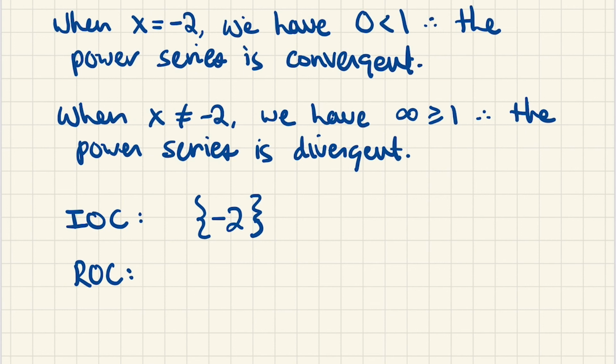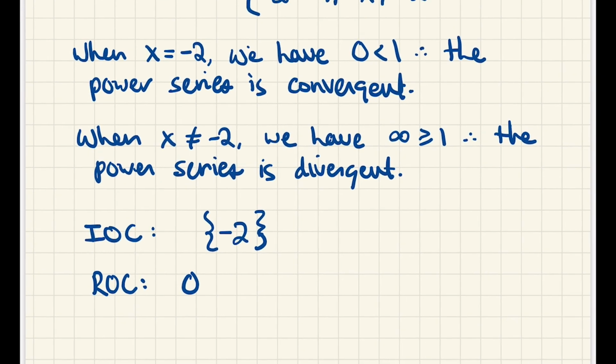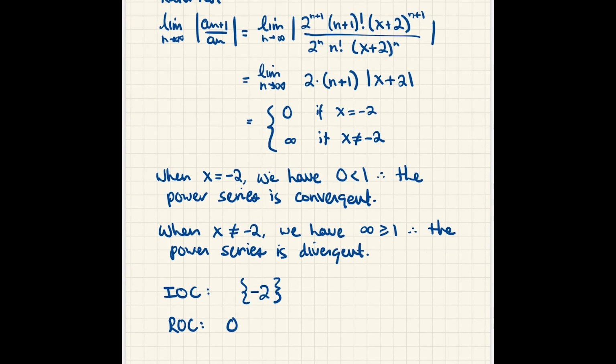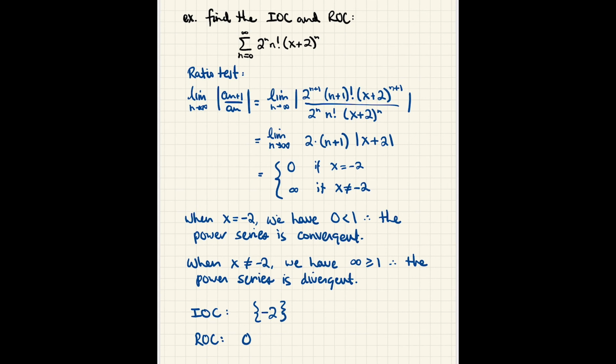Okay, well, what's our radius of convergence? Well, that's half of the length of this interval, which would be 0. So altogether, this power series is pretty useless, right? It converges only for a single point. So in practice, we wouldn't really care about it, but it is what it is.